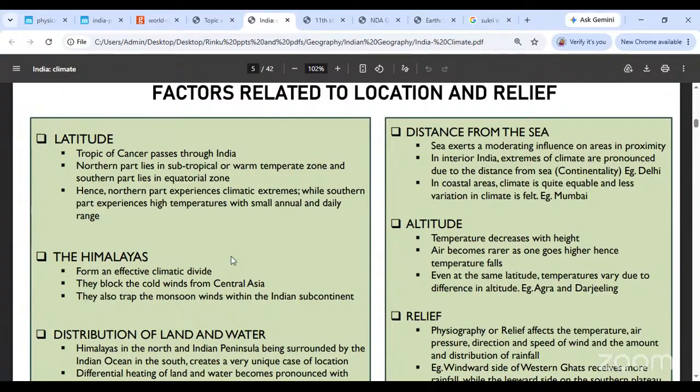whereas places that are in the middle of the land somewhere, the more you're in the middle of the land, the more continental it becomes, and the more severe you can see the climatic extremes. Okay, winters become very cold and summers become very hot. Okay, that is how it works. So I gave the example of Delhi. The climate of coastal areas is quite equable and you will see less variation in climate.